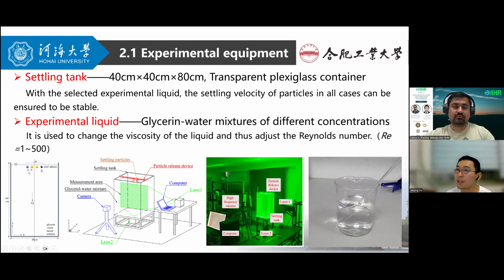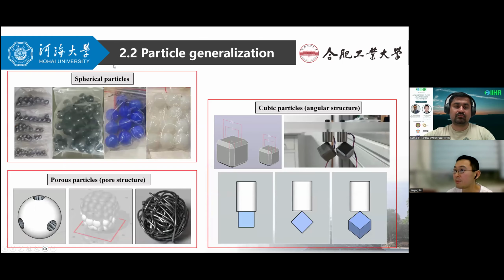In our experiment, the liquid is glycerin and water mixture of different concentrations. It is used to change the viscosity of liquid and thus adjust the Reynolds numbers. This picture is our particles in the experiment.